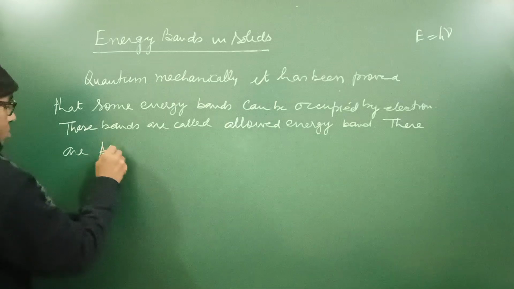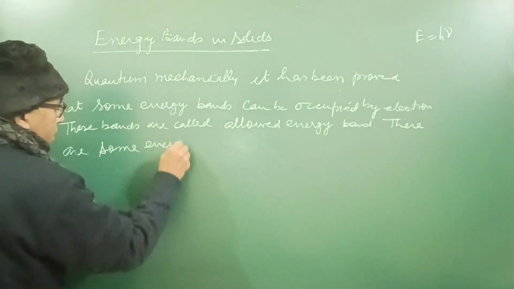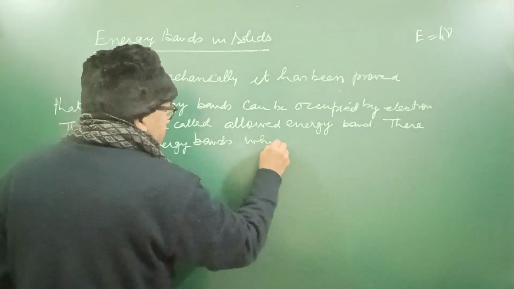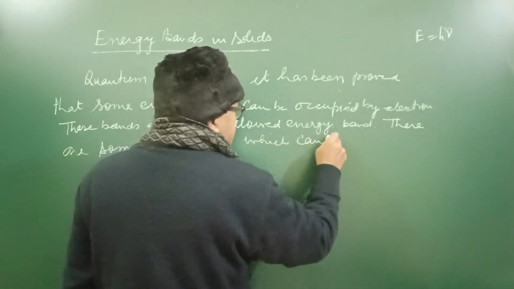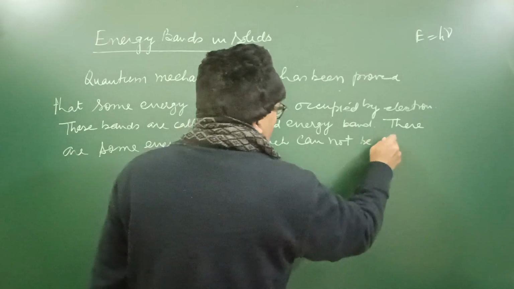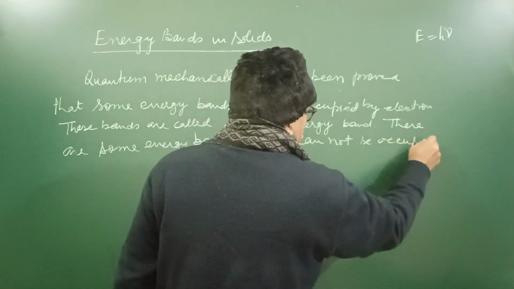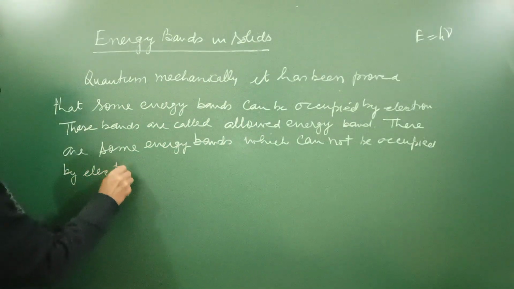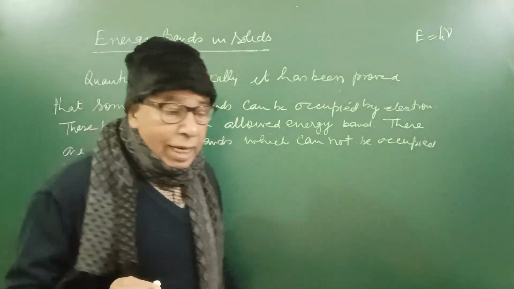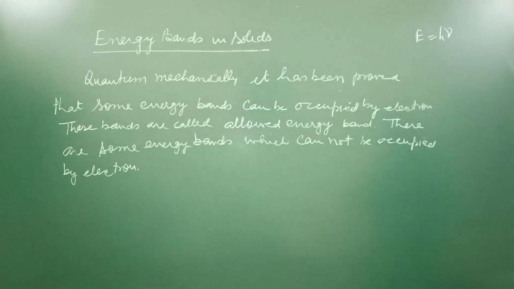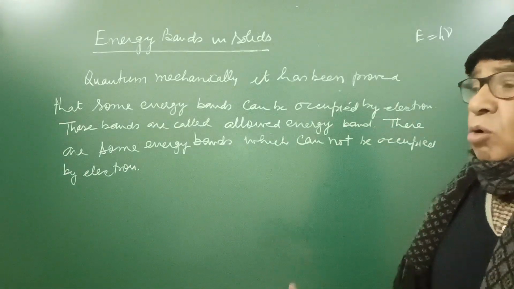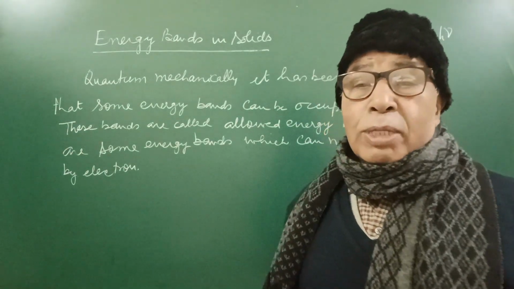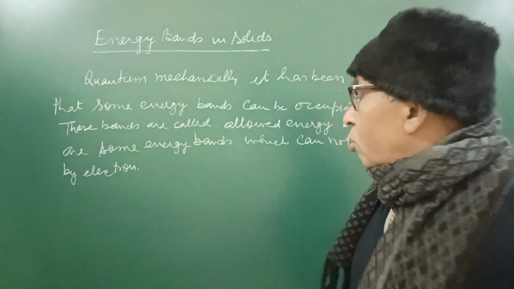There are some energy bands which cannot be occupied by electrons. What it means is that an energy band is a range of energy values, so any energy in that range cannot be occupied by an electron. Means an electron of that much energy inside the solid cannot be found.